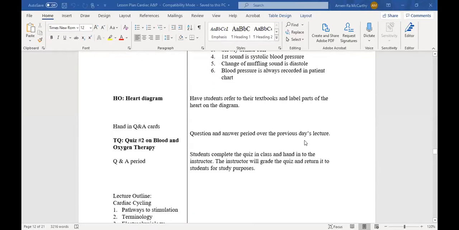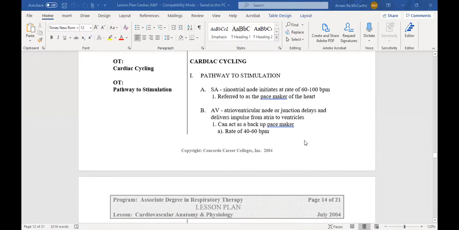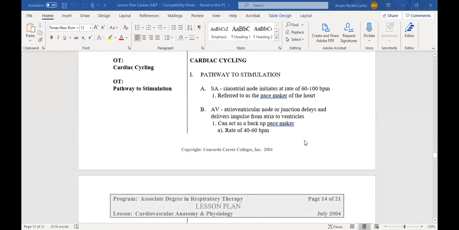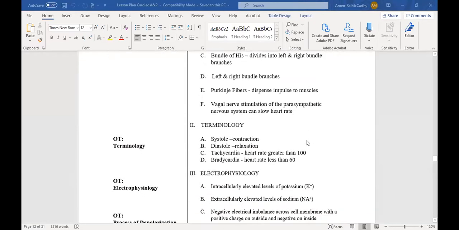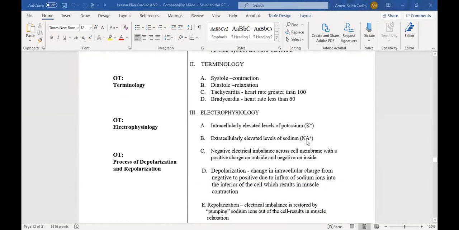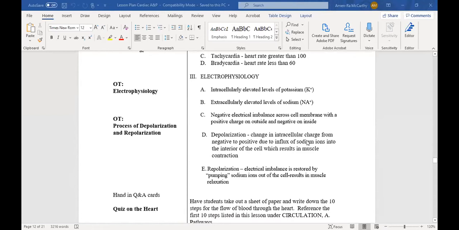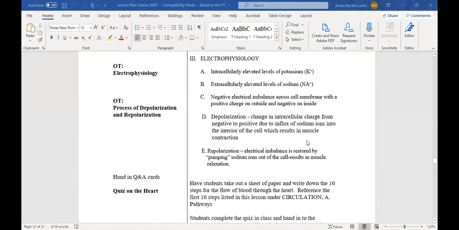All right, so I just showed you the procedure. We talked about the pathway to stimulation already yesterday in the PowerPoint, so we don't have to go over that again. We talked about the SA node, the AV node, the rate, and all of that. We know those terminologies: systole, diastole, tachycardia, and bradycardia. Okay. Now, let's look at it at a cellular level.